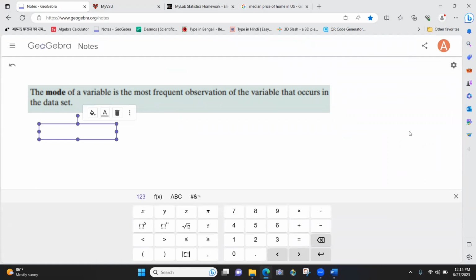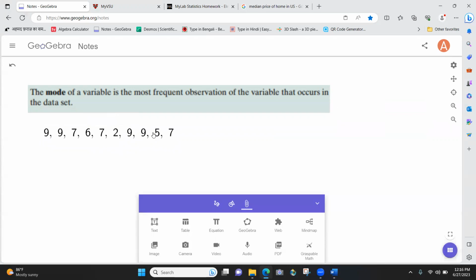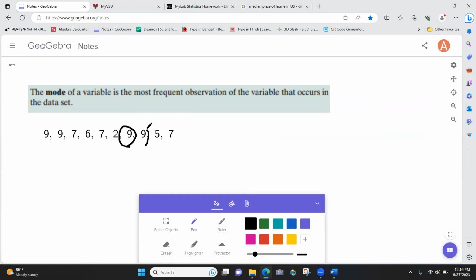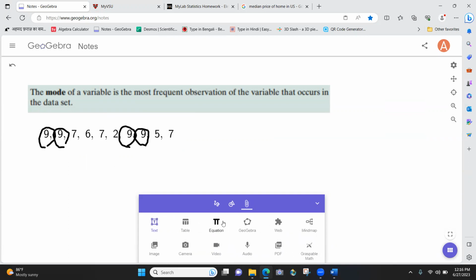So I gave 10 kids an exam. Okay, 10 students. And these were the scores. I have 10 scores, out of 10, they got 9, 9, 7, 6, 7, 2, 9, 9, 5, 7. Now, 9 is the most frequent number. So the mode is the most frequent number. It doesn't have to be the highest or the lowest, whichever is the most frequent. So I'm going to say the mode here is 9.